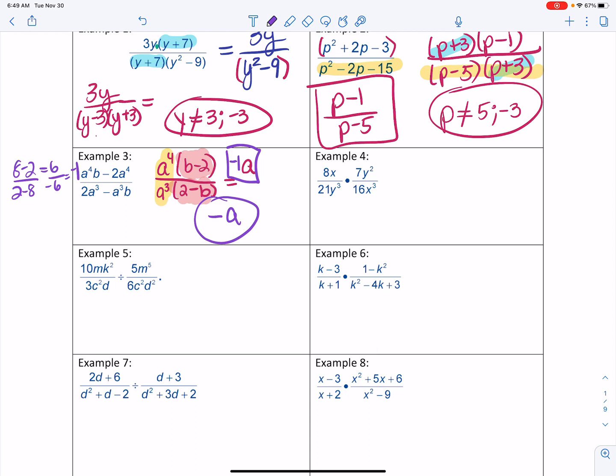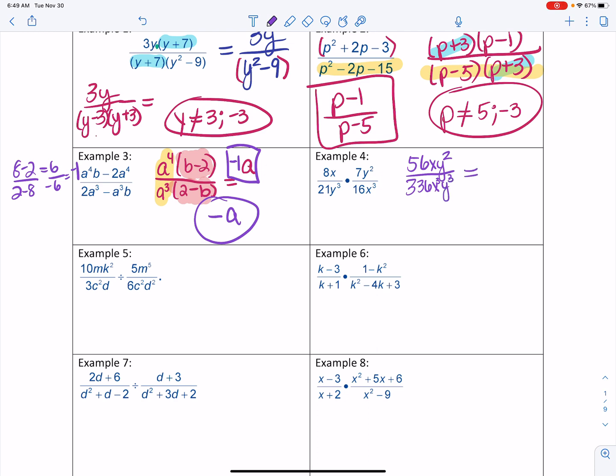If you are sloppy, I would definitely just multiply straight across. I'm going to do it this way first. 56xy squared over, I need to get out my calculator. 21 times 16 is 336 x cubed, y cubed. And it doesn't matter the order you write those, I just go alphabetical.